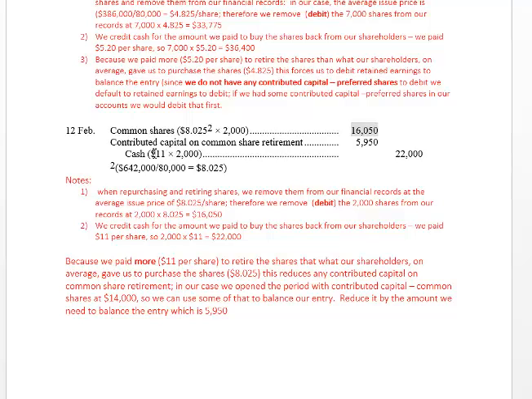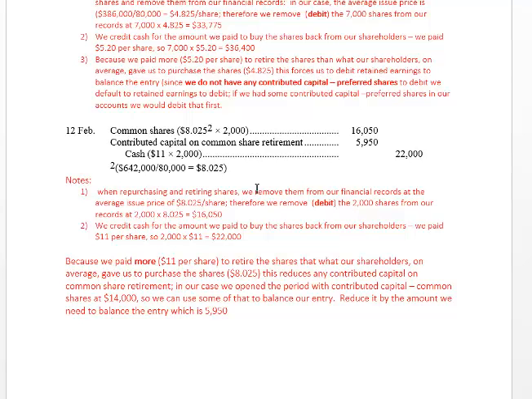So again, because we paid more at $11 a share to buy them back than the investors on average gave us when they bought them from us, that means we have like a little loss, but we don't call it a loss because loss goes on the income statement. What we need to do is debit it not to a loss account on the income statement, but to an account on the shareholders' equity side. So we would debit, in this case, contributed capital on common share retirement.